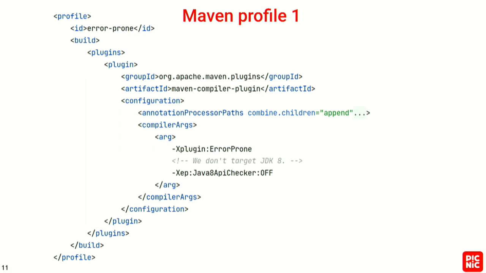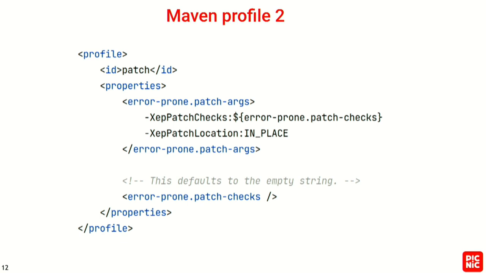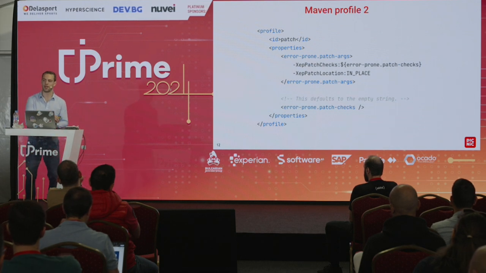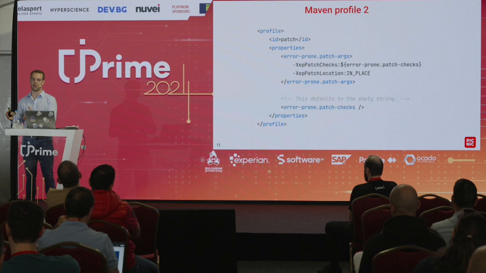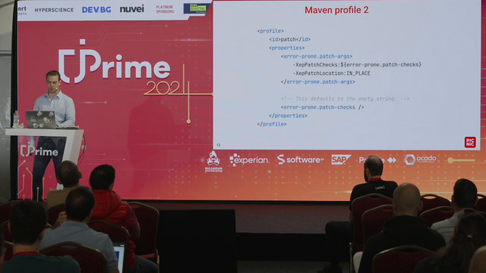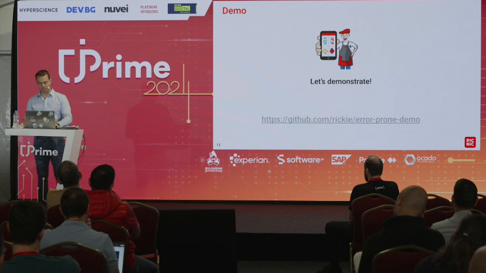So this enables error prone, but then we also need to have the patching profile to make sure that we actually apply it in the source files. So we can specify here which checks we want to run from error prone. I would say the default is the empty string for us. So it will mean that all the checks will be applied on our code base. And what is really important here is the patch location. And here we say that we want to patch in place, which then means in the actual source file. Another option would be that we only show the suggestions. And yet another example would be that we provide a patch file that you can apply with Git. So it will store the changes there. So now let's move to the demo.